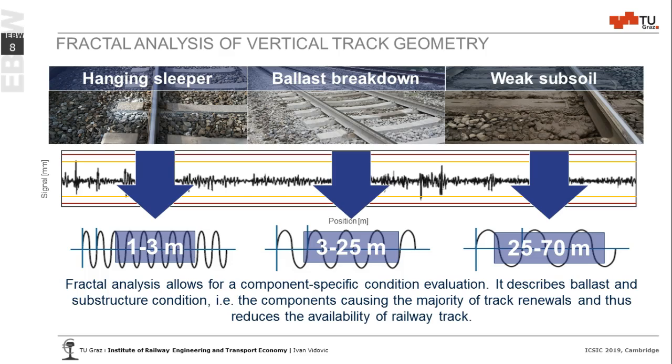The mid-waved range, 3 to 25 meters, is an indicator for ballast breakdown, for the condition of your ballast. And the long-waved range gives you information about your subsoil, about the condition of your subsoil. If you want to know more about this, you can talk later, and you can read it in the paper.